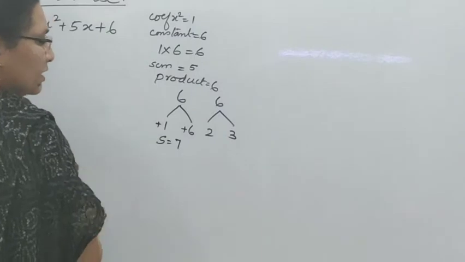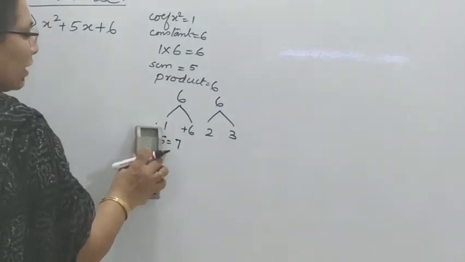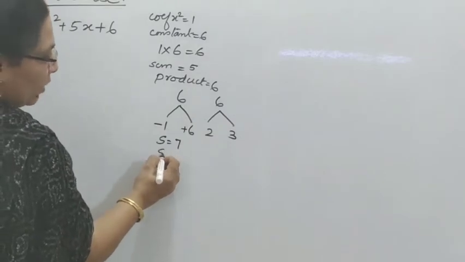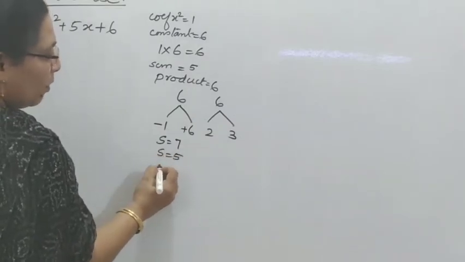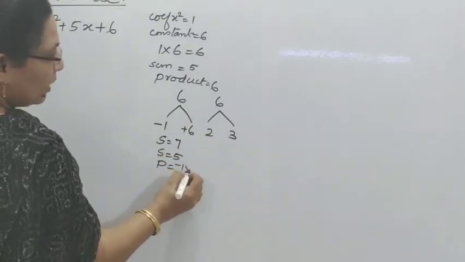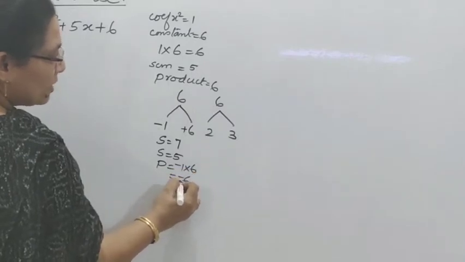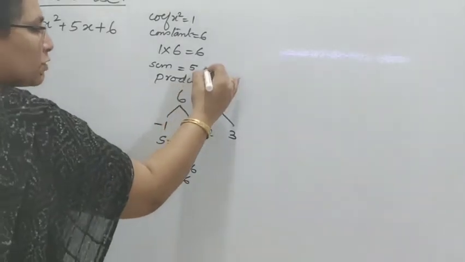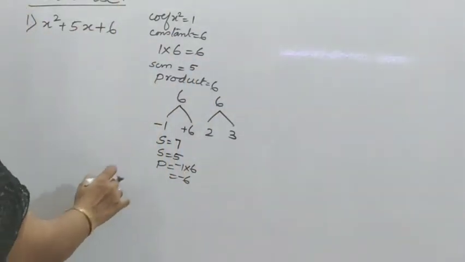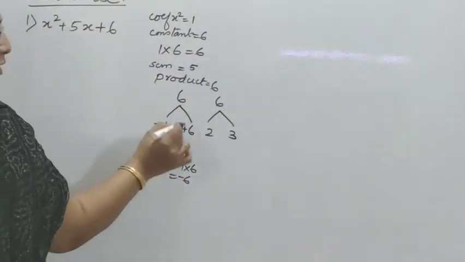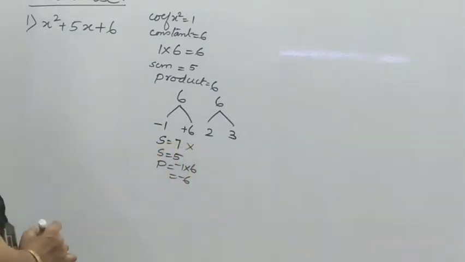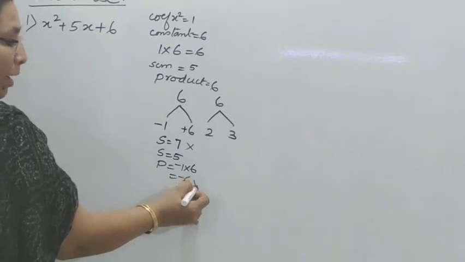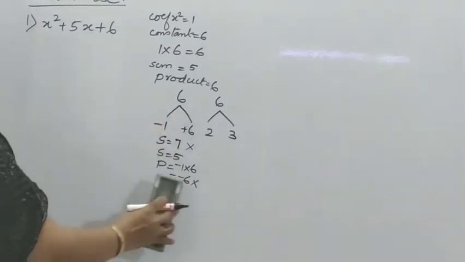But when we change the sign, 6 and minus 1, the sum we get is 5, but the product is minus 1 into 6 equals minus 6. So this is also not applicable. We should satisfy the sum as 5 and the product as 6. The first possibility gave a sum of 7, so it is cancelled. The second gave a sum of 5 but the product minus 6, so that is also cancelled.